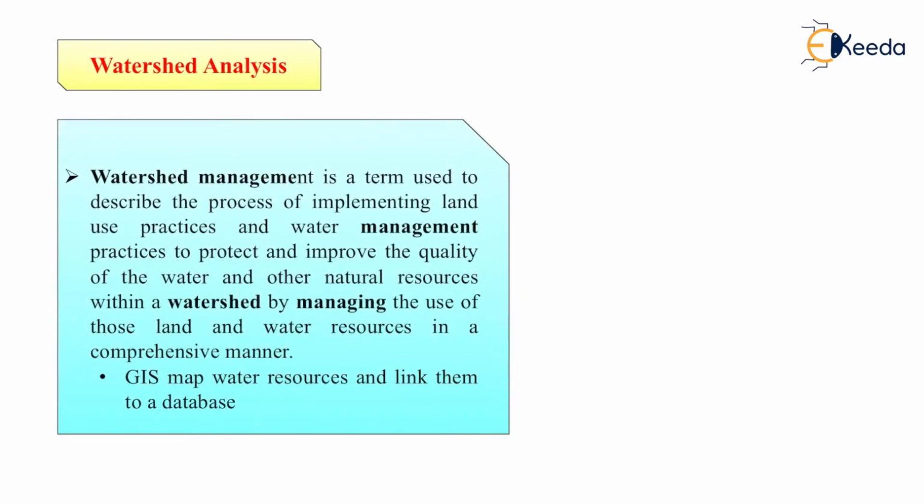In watershed analysis, watershed management is a term used to describe the process of implementing land use practices and water management practices to protect and improve the quality of water and other natural resources within a watershed by managing the use of those land and water resources in a comprehensive manner. So GIS maps water resources and links them to a database. So we can find out where the water resources are available, and then we can link the connection between them so that water is easily available.